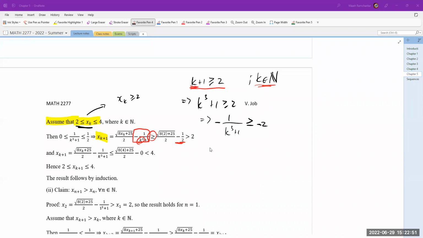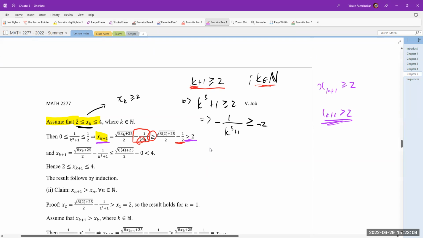All right, so from this, what did this first part give us? It gave us that x_{k+1} is bigger than or equal to 2. Or if you want, you could put x_{k+1} bigger than 2. Same thing, because if it's bigger than 2, it's certainly bigger than or equal to 2. So this implies this. So we can write this.